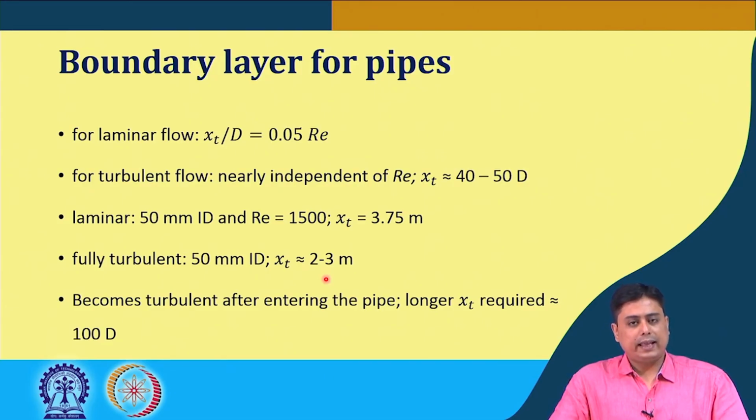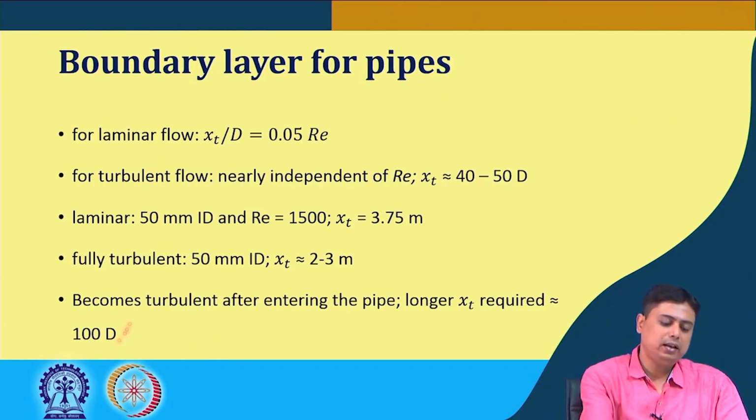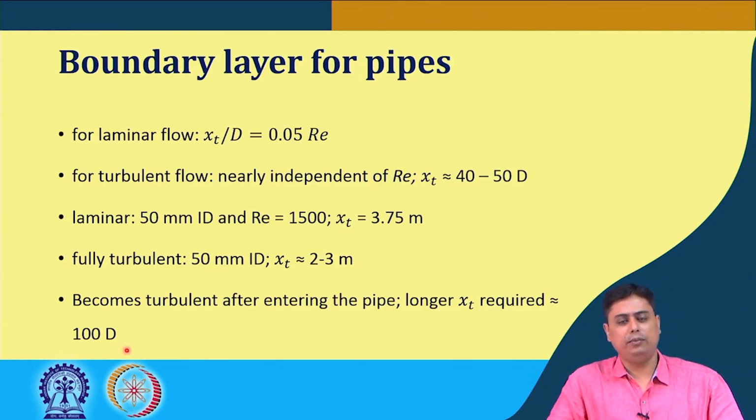There can be a scenario where the flow becomes turbulent after entering the pipe. Initially there was a laminar case or some different condition of flow, but as it enters a pipe, it becomes turbulent. In that case, the transition length required is much higher, in fact in the range of 100 pipe diameters or conduit diameters.